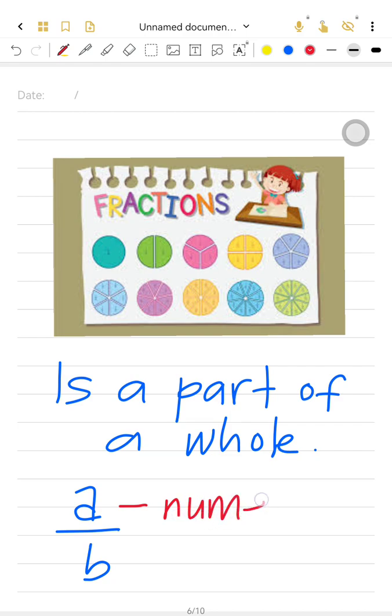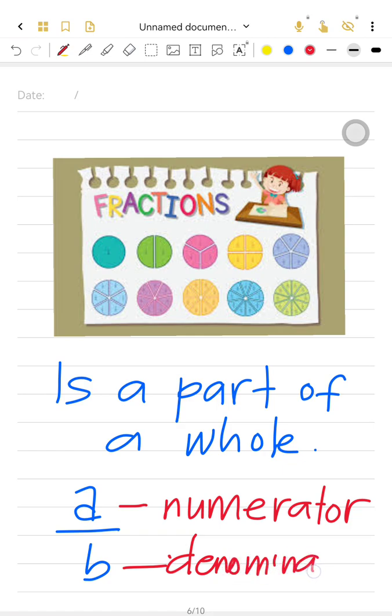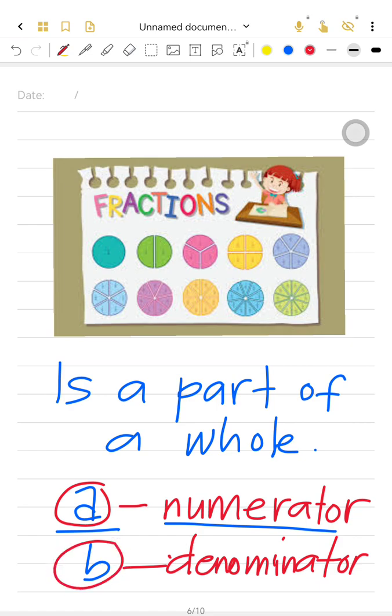numerator, and B is what we call the denominator. Okay, so remember that the number above is called the numerator, and the number below is called the denominator. So that is the form of a fraction.